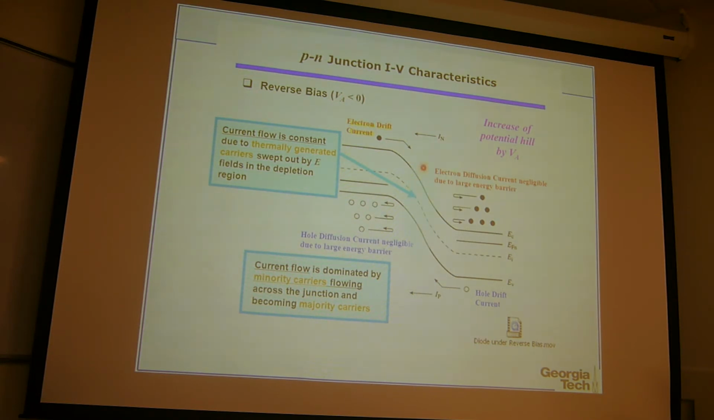No matter how high this waterfall is, the number of electrons is fixed here. So then this flow is fixed. So that's why you have saturated current towards the negative voltage.